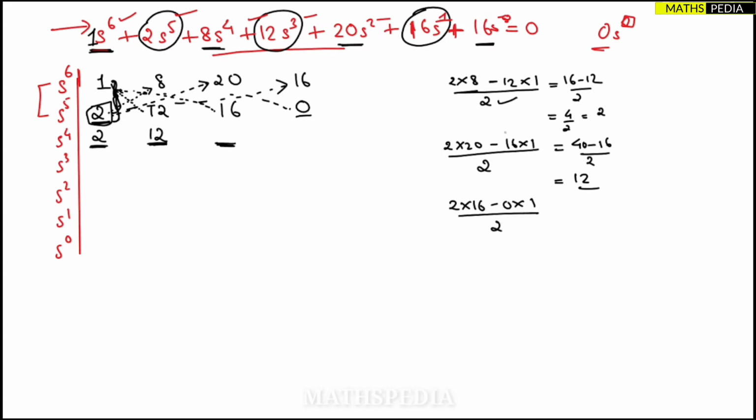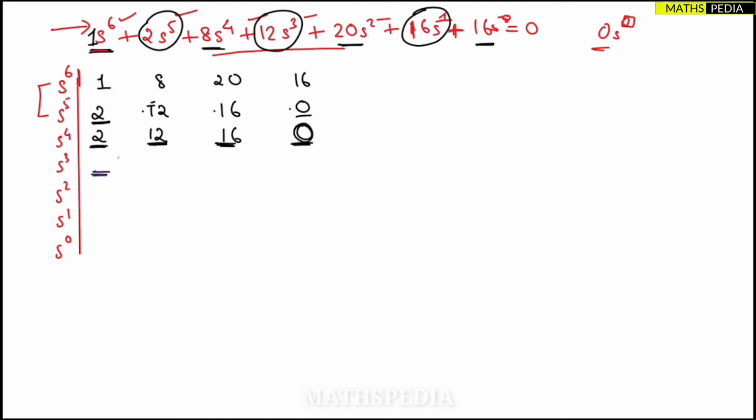You can observe the denominator is fixed. You have to consider only this element, this 2. Okay? That is 32 by 2, which is equal to 16. Now what about this element? Since there are no elements over here, you cannot multiply. That means it is 0. So this element will be 0.